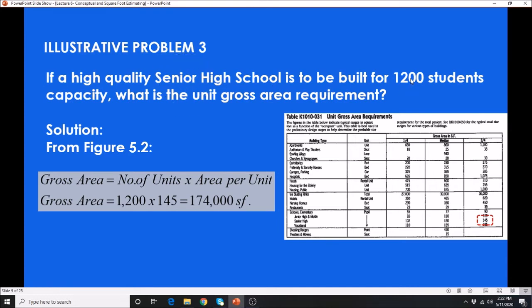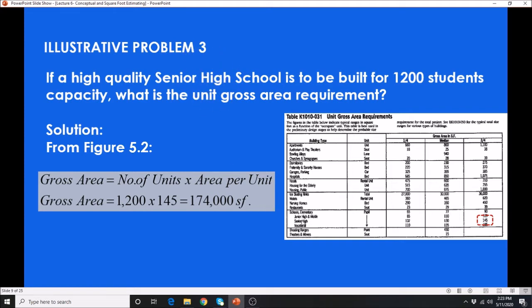It is built for 1,200 students, and I want you to take note here, it's a high quality, because for this figure 5.2, it gives you here the 1/4, that's the low quality, that's the 25%, median, that is 50%, and of course we have here the 3/4, that is the upper 75%, that's the high quality. All right, so for a senior high school, for 1,200 students, what you do is just go and locate wherever this senior high school is.